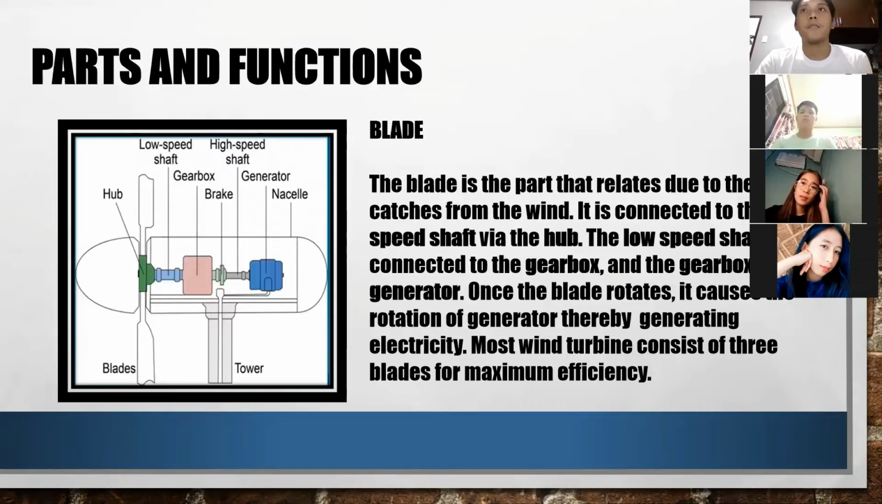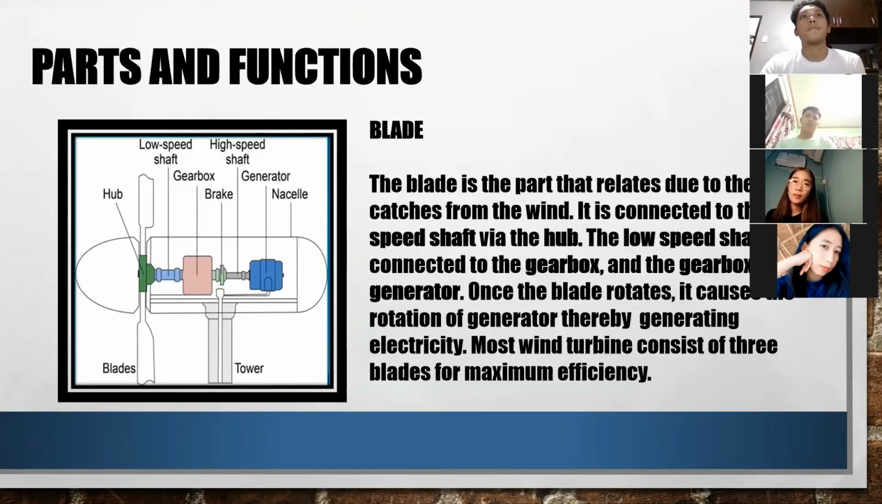Parts and function. A blade. The blade is the part that rotates due to the force it catches from the wind. It is connected to the low-speed shaft via the hub. The low-speed shaft is connected to the gearbox and the gearbox to the generator. Once the blade rotates, it causes the rotation of the generator, thereby generating electricity. Most wind turbines consist of 3 blades for maximum efficiency.